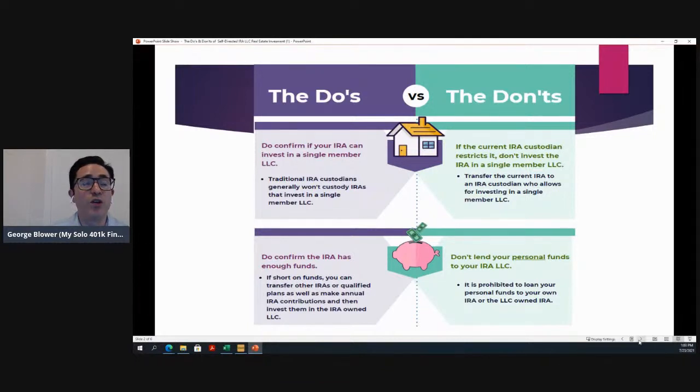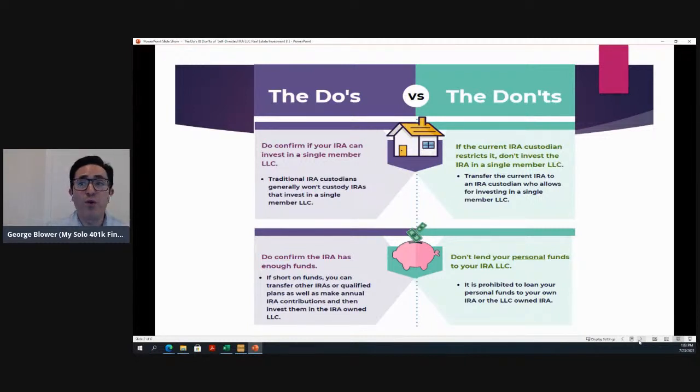So today's session, we're going to focus on someone that is investing their IRA LLC funds in real estate and go over some very important do's and don'ts. Now that we've laid the foundation as far as what we're focused on, let's go ahead and get going with the do's and don'ts. The first do and don't that we want to review is you want to confirm that your IRA can invest in a single member LLC.